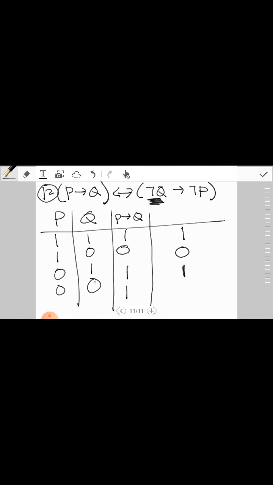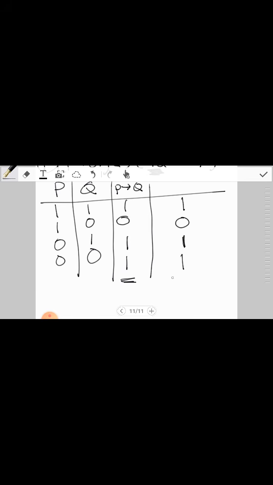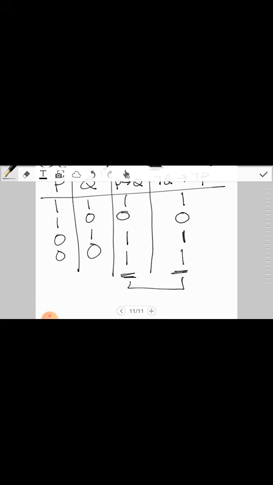Here, not Q becomes 1, implies not P becomes 1. 1 implies 1 must be 1. And they are equal. So this is now your not Q implies not P. So we have shown that that's also equal.